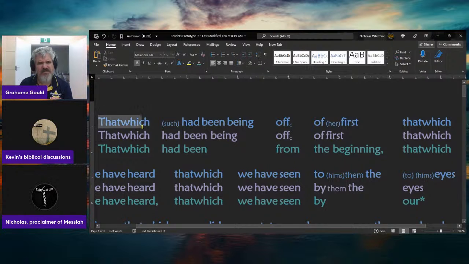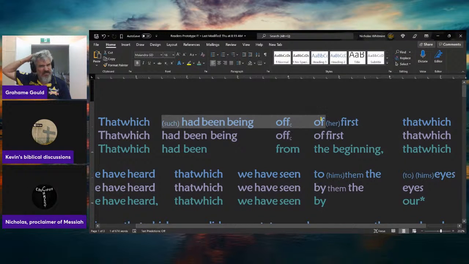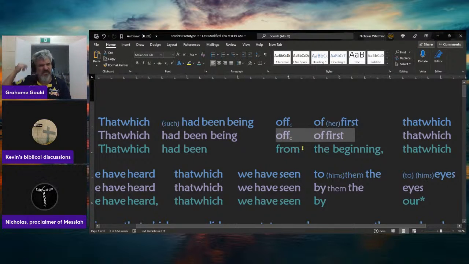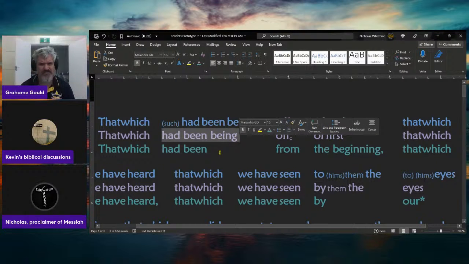That which is referring to Jesus, such had been being off of first. And so that means off of first, at that first, he had been being. You see how that's different than if he was off of first. He could have been created at the first or something. But actually at the first, he had been being. So this is what's nice about the specificity of the Greek.